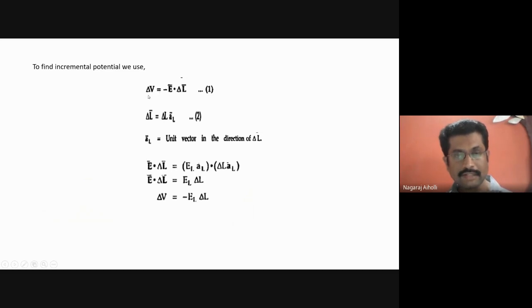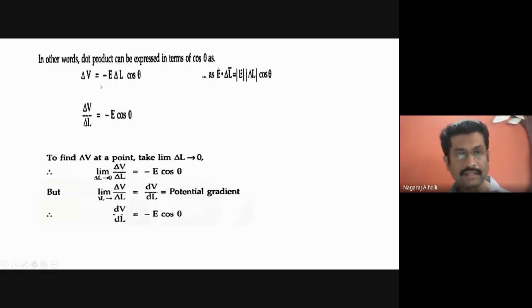So I can write delta V is equal to minus of the magnitude of E bar into the magnitude of delta L bar into the cosine of angle theta between E bar and delta L bar. The same equation I have written here. So delta V by delta L, if I take the ratio, will give me minus E cos theta. Rearranging the terms, we get delta V by delta L is equal to minus E cos theta.